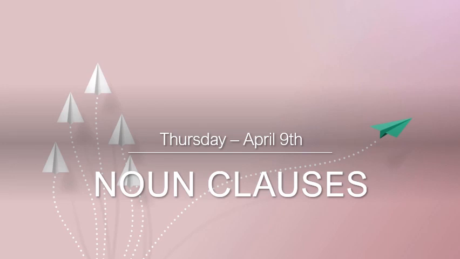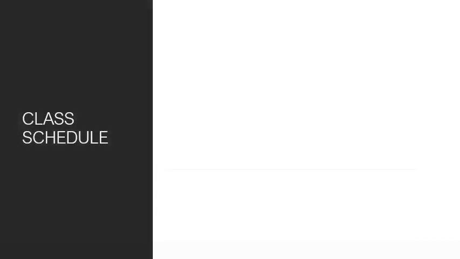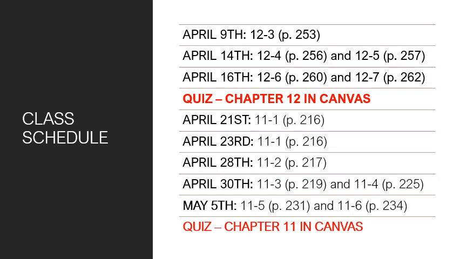Last Tuesday, we started to look at Chapter 12, which is about noun clauses. Noun clauses are the third dependent clauses that we are going to study in this class. Here's a look at our class schedule for the remainder of the semester. As you can see, we have 7 class sessions, actually 8 class sessions left. I plan to cover each one of the sections listed by the date.